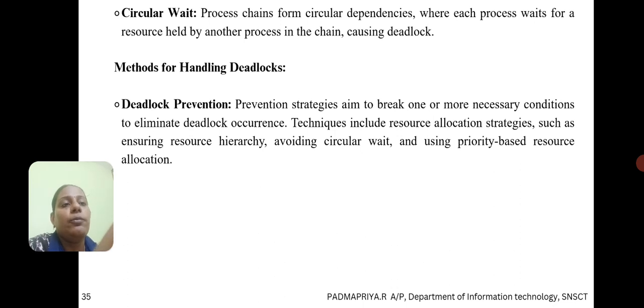Prevention strategies aim to break one or more necessary conditions to eliminate deadlock occurrence. Techniques include resource allocation strategies such as ensuring resource hierarchy, avoiding circular wait, and using priority based resource allocation.